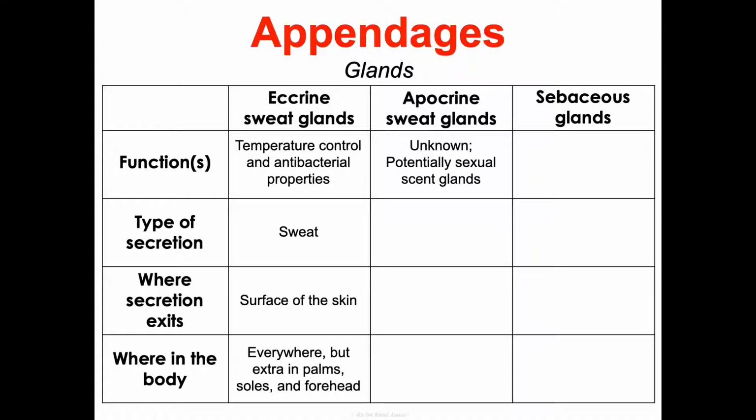Apocrine sweat glands, we actually don't know exactly what they do, but because they come up during puberty and because of where they're located, we think they may have something to do with sexual scent glands and things like that. Their type of secretion is sweat also, but the sweat that they secrete is a little bit different. It contains proteins and fatty substances.